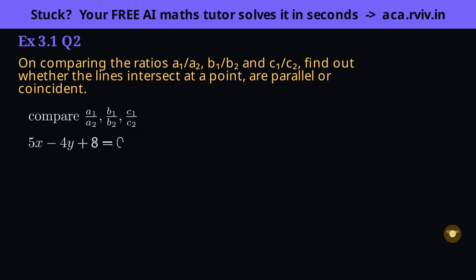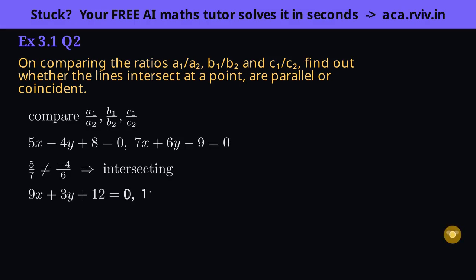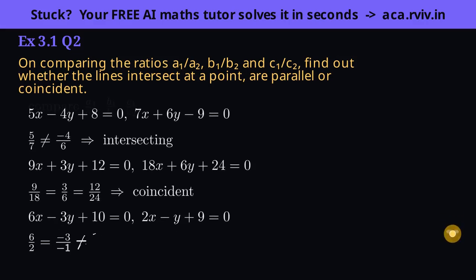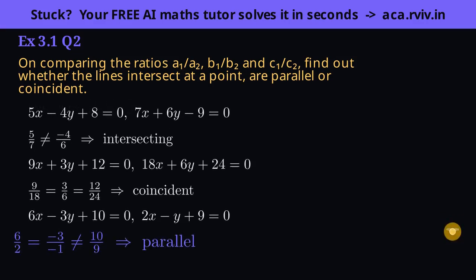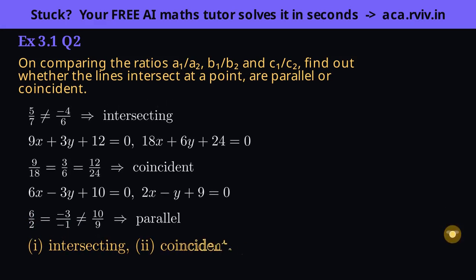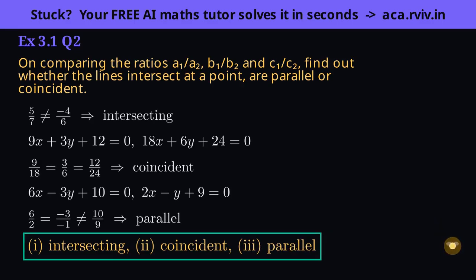Part I. Compare the first 2 ratios of these lines. The A ratio and B ratio differ, so the lines intersect. Part II. Compare all 3 ratios. All 3 are equal, so it is the same line. Part III. Compare all 3 ratios. A and B ratios match, but C differs, so parallel. Insight, the ratio test lets you read a system's fate at a glance, before any real solving.